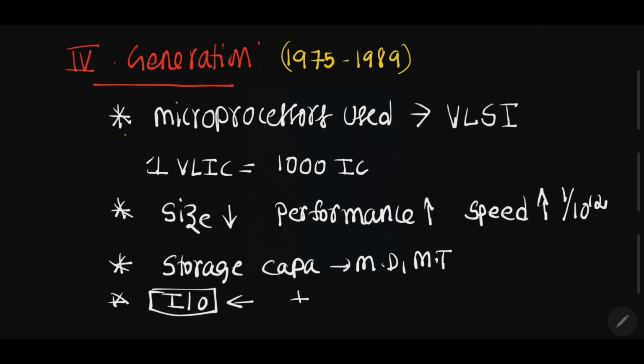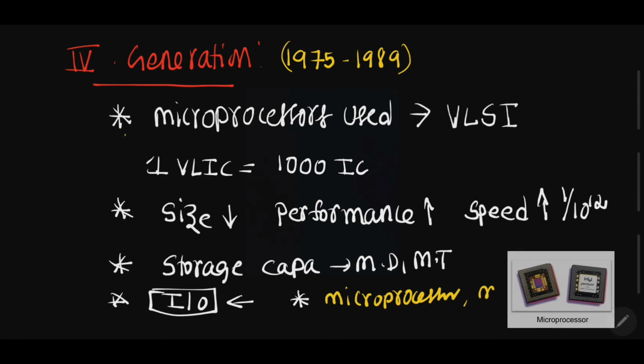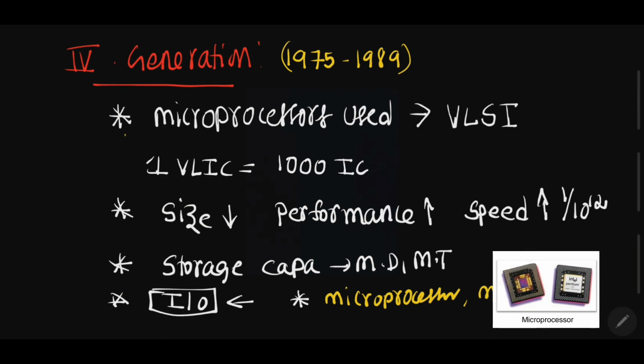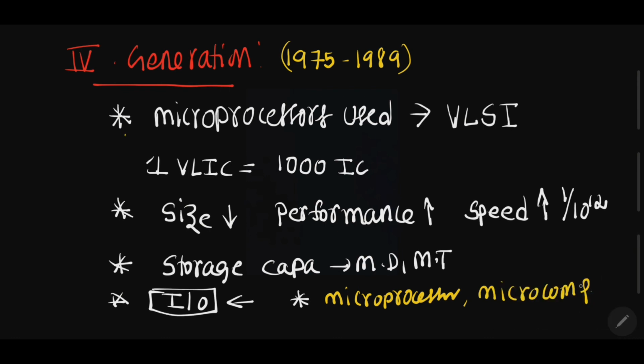Okay, with the help of this fourth generation, a set of microprocessors was developed as well as microcomputers. The cost is also very low compared to the previous generations.